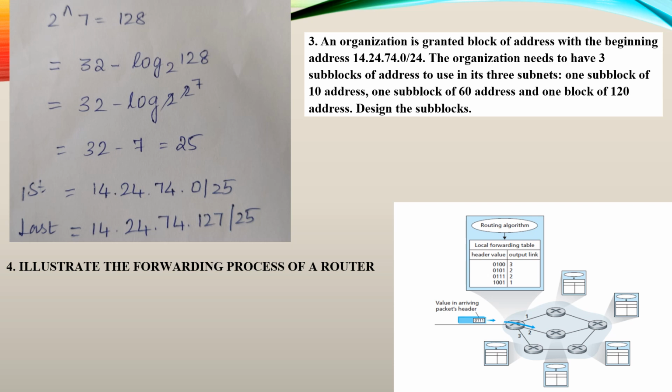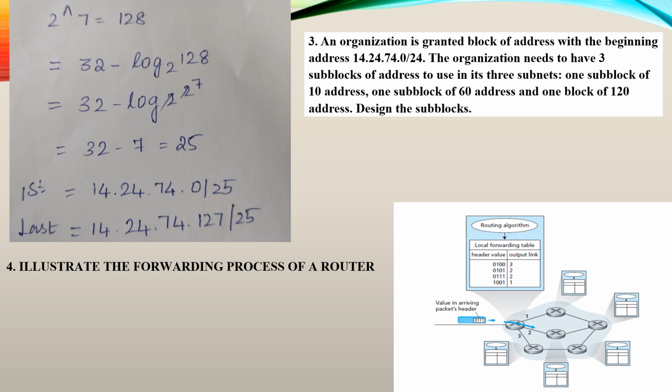The same way you have to calculate for 60. So 2 to the power of what gives you 60. Then 32 minus log base 2 of 2 to the power of what gives you 60. So the value will be different for 60 addresses. With that corresponding value, the first and last address will be found.